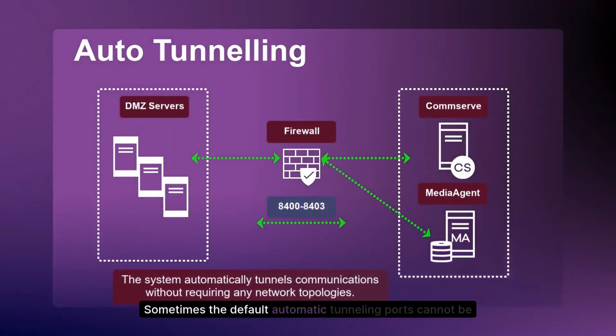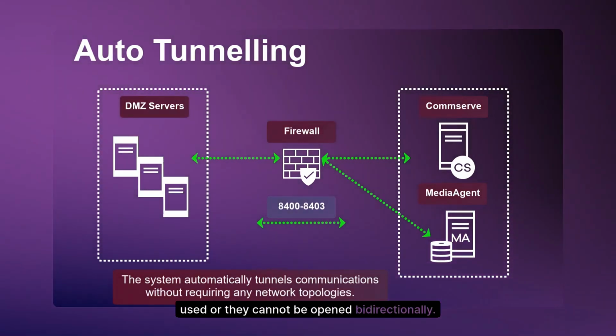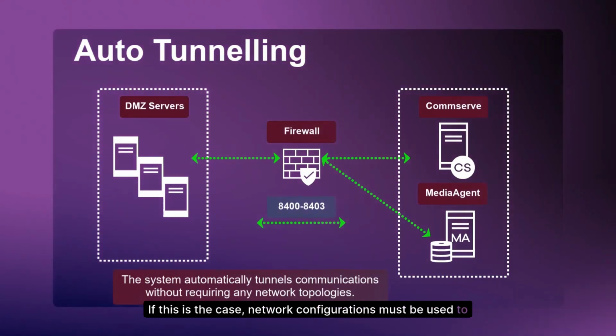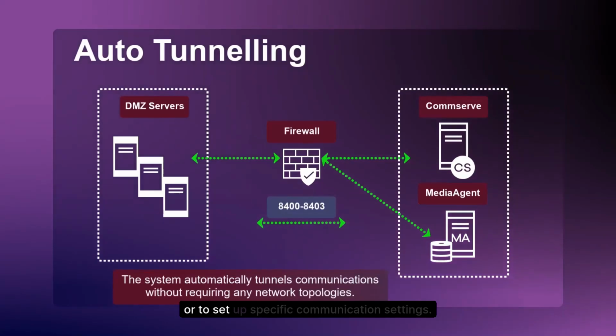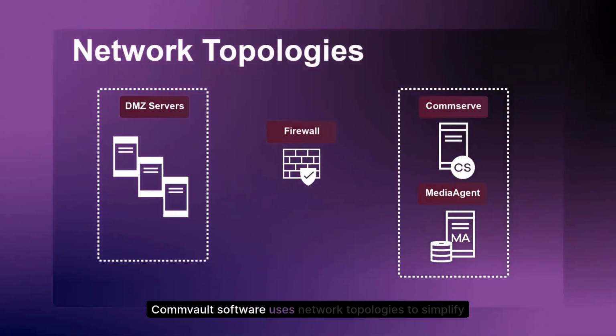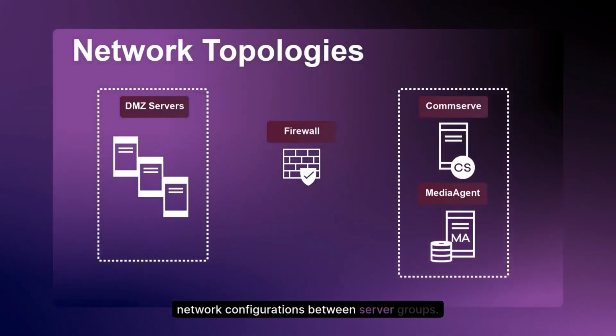Sometimes the default automatic tunneling ports cannot be used, or they cannot be opened bidirectionally. If this is the case, network configurations must be used to define a different port or to set up specific communication settings. Commvault software uses network topologies to simplify network configurations between server groups.